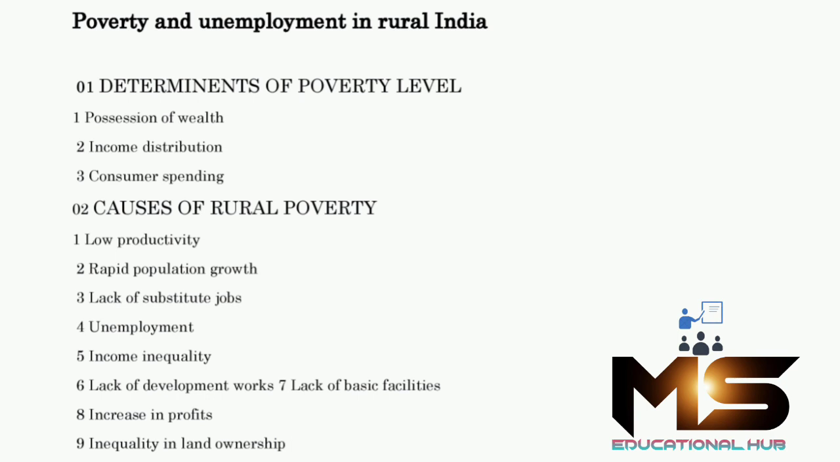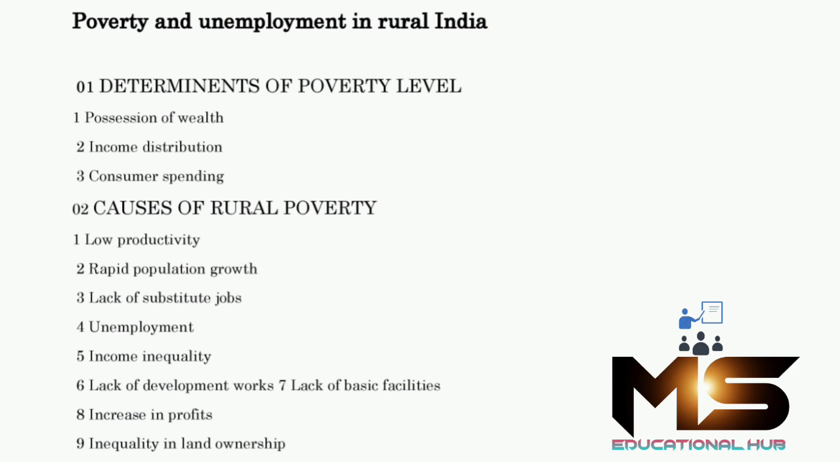The first one is determinants of poverty level. What are the things that help us determine the poverty level? The first one, possession of wealth, then income distribution, then the third one, consumer spending. Then the second heading will be the causes of rural poverty. This will be a very important topic.